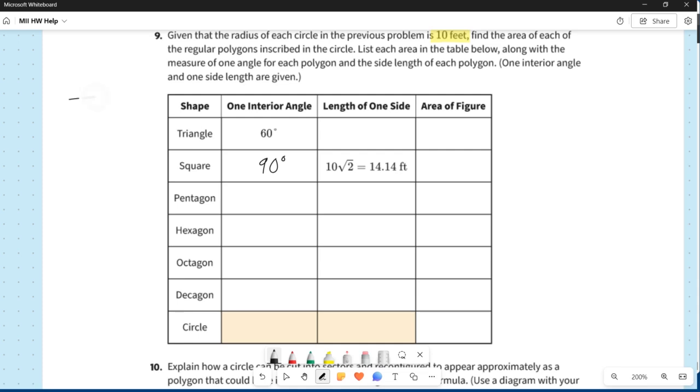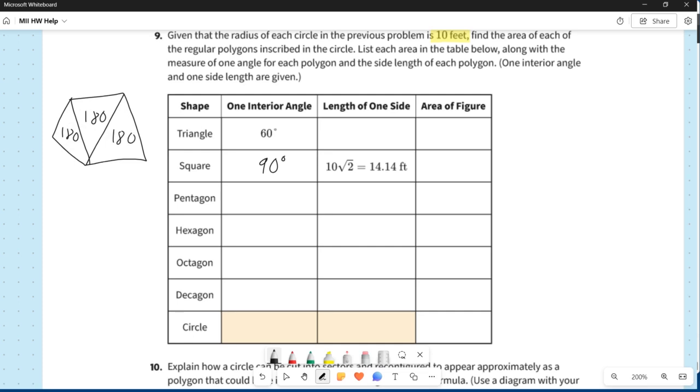So I could draw any random pentagon I want. It doesn't even need to be a regular pentagon. It could be any pentagon. So if I draw a 5-sided figure, I can divide that up into 3 triangles. And each triangle has 180 degrees in it.